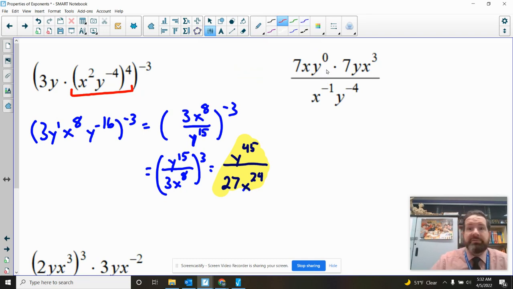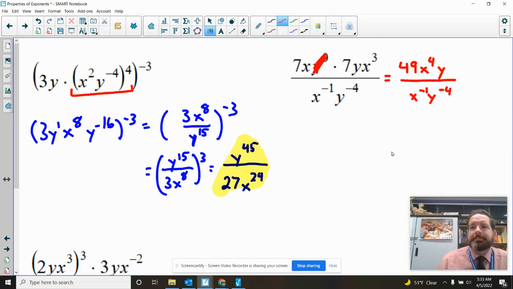So I'm looking first for exponents of 0. Right there is one. So that y to the 0 doesn't have any impact. Now notice here how I've got something kind of complicated on the top of a fraction. I think it's going to make our lives easier if we just simplify that first. So on the top, the 7 times the 7, x times x to the third is going to be x to the fourth, and there's a y there as well. And down below, we've got x to the negative 1, y to the negative 4. Okay.